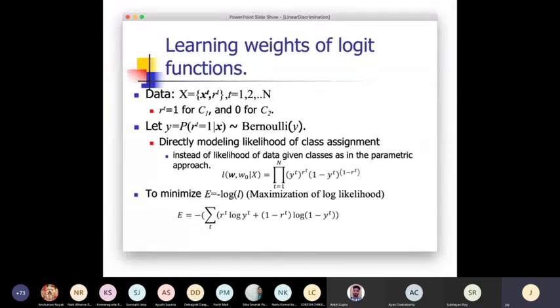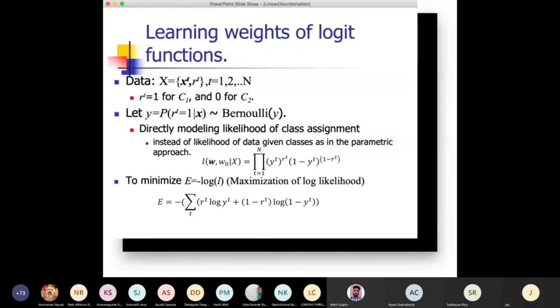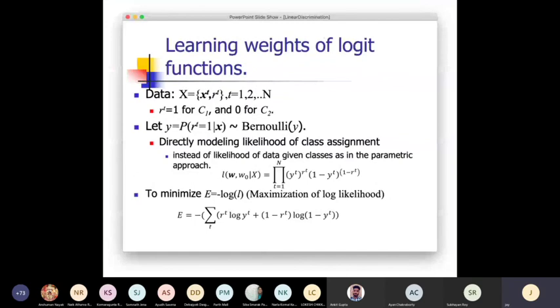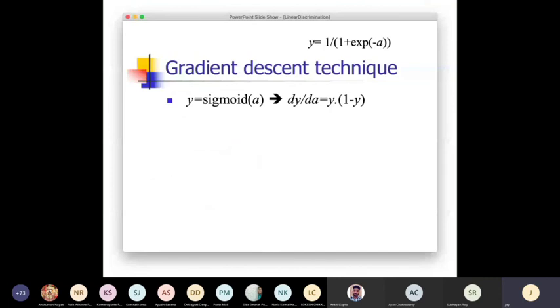You can see that these y's are actually parameters. y is not given. y needs to be computed, to be estimated, whereas r is the label that is given to you. But y is related to x by that sigmoid, by that logistic function, where w naught and x relate y. So that is what we'll be using in the discriminant while estimating these parameters w using logistic regression.